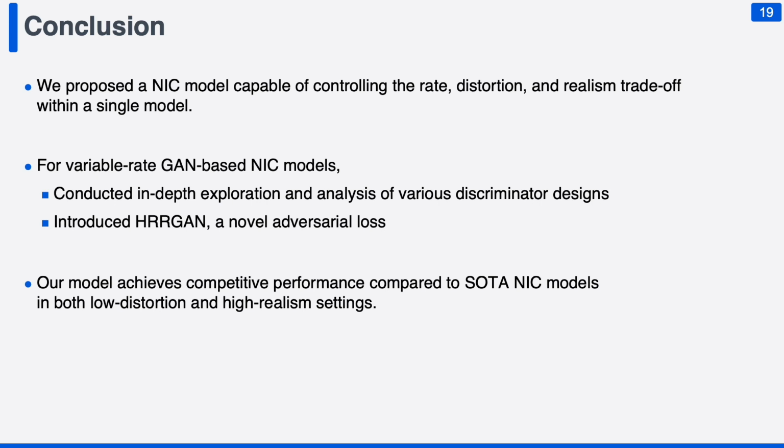In conclusion, we propose a NIC model capable of controlling the rate, distortion, and realism with a single model. For variable rate GAN-based neural image compression, we explore discriminator designs and introduce HRR GAN, a novel adversarial loss. Our experiment shows that our model achieves competitive performance compared with SOTA NIC models in both low distortion and high realism settings.